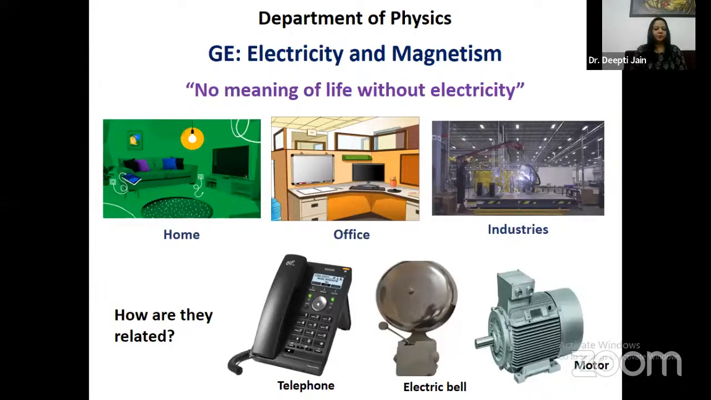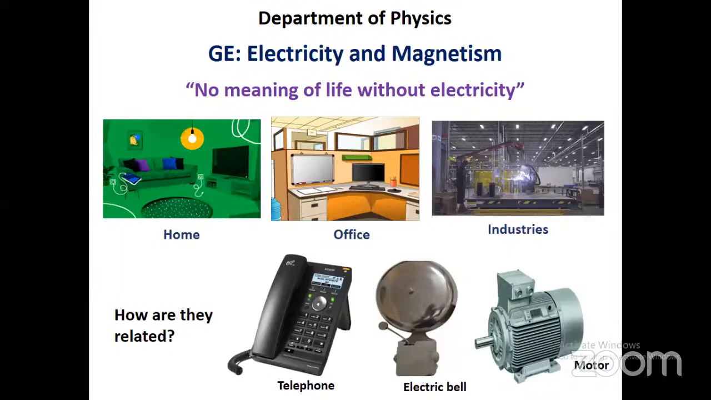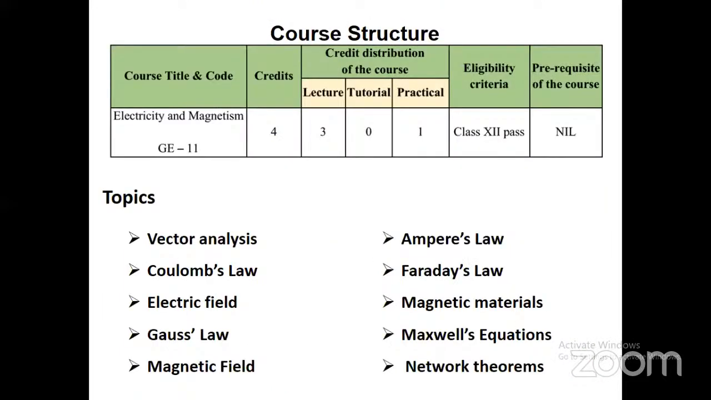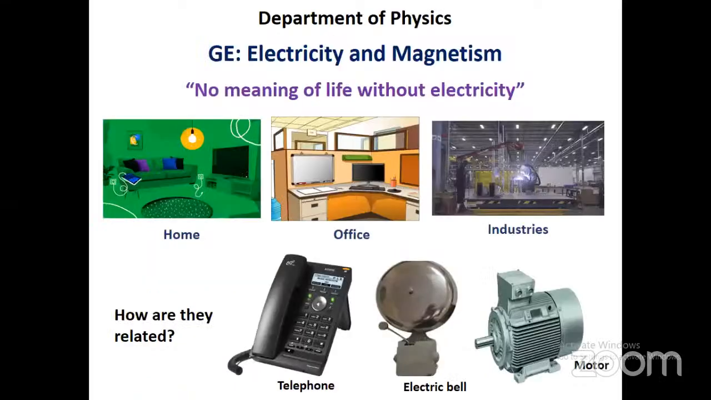Good evening, everyone. The Department of Physics is offering a GE course on electricity and magnetism. We all know that there is no meaning of life without electricity. Everywhere we use electricity in home appliances, offices, and industries. The combined effect of electricity and magnetism presents numerous applications such as a motor, electric bulb, telephone, and so on.